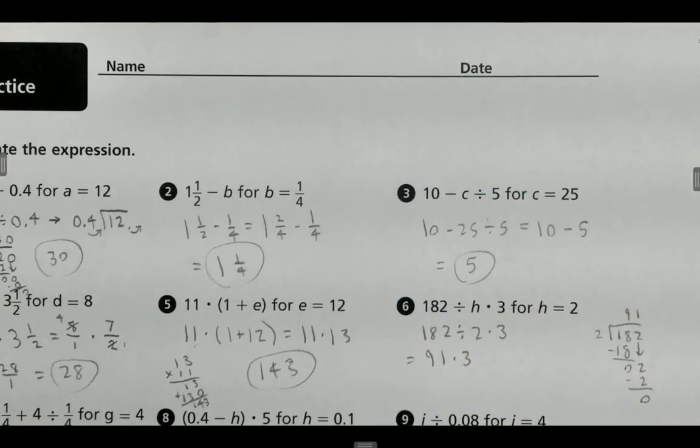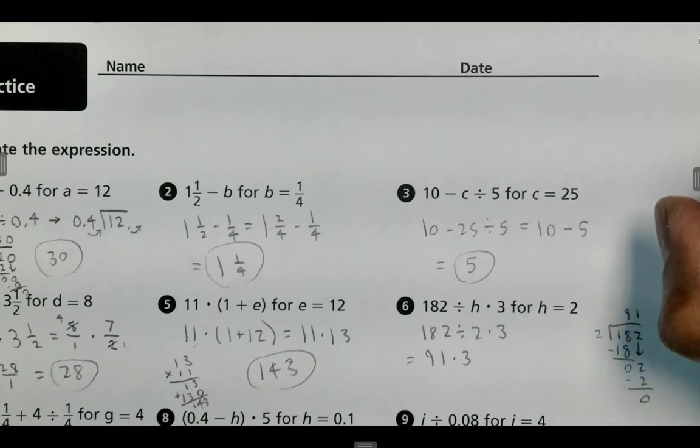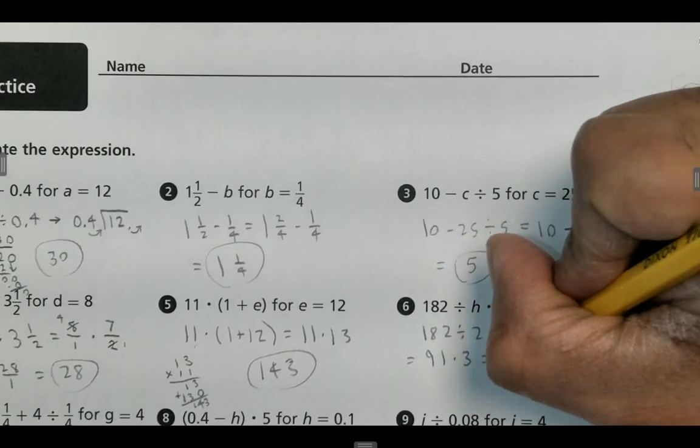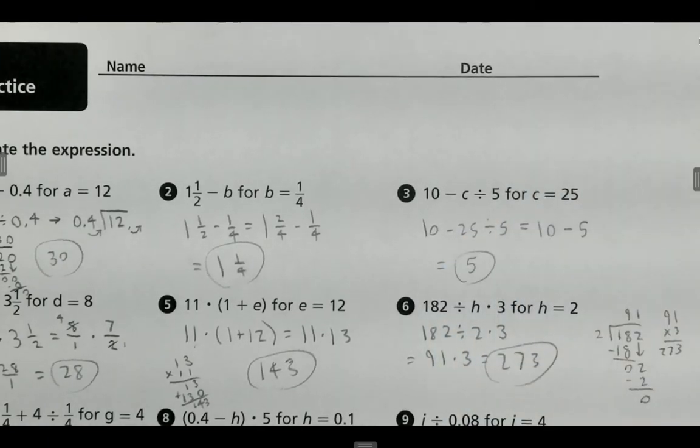Now, 91 times 3. Okay. Side calculation. 91 times 3. 3 times 1 is 3. 3 times 9 is 27. I got a final answer of 273.